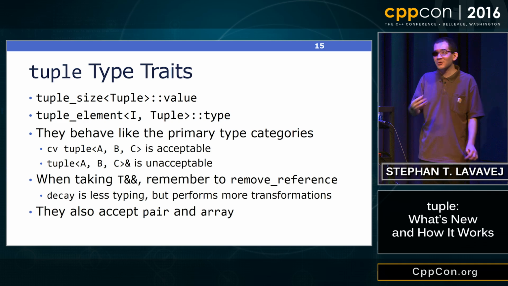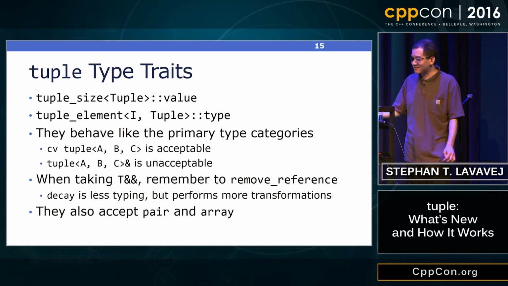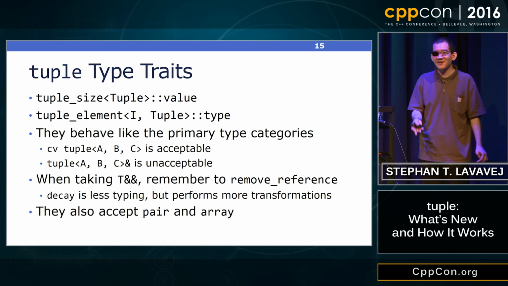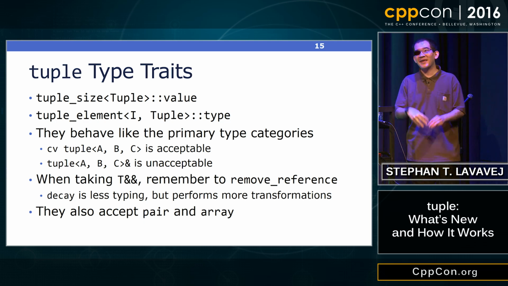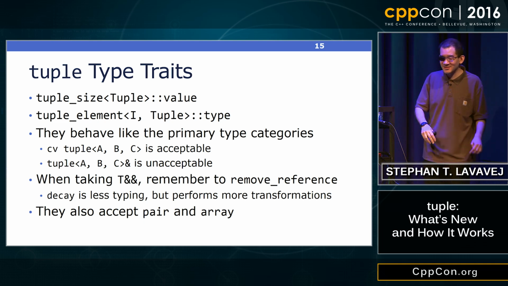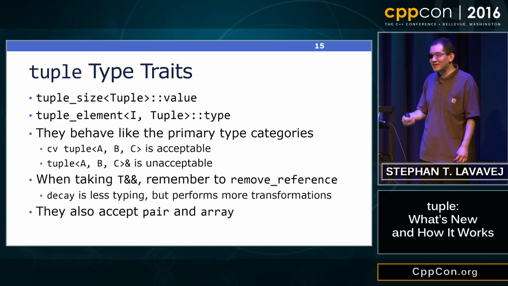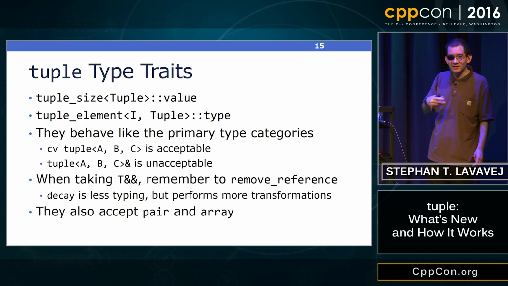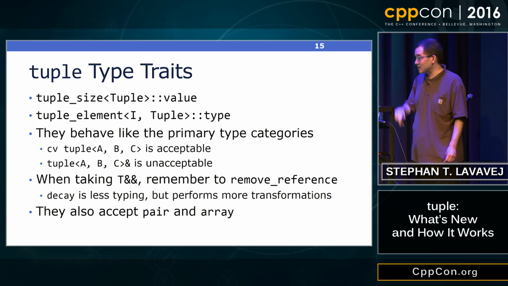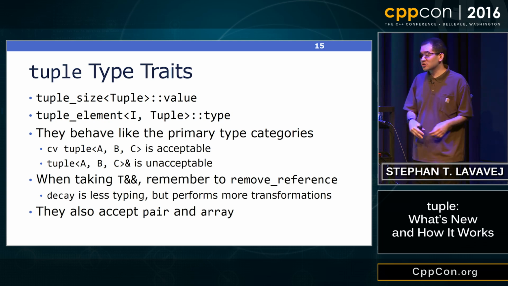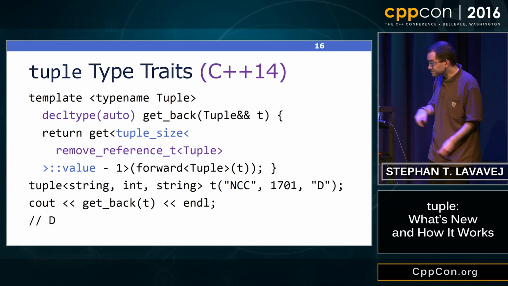Everyone, up to and including the committee itself in working drafts of the standard library, has made the mistake of writing a perfect forwarder, inspecting T with tuple size and tuple element, and forgetting that an lvalue reference can sneak in there. So if you ever work with these in generic code, keep in the back of your head, hey, maybe I need to deal with references. We'll see examples of this later. And these have been defined generically to also work with pairs and arrays.